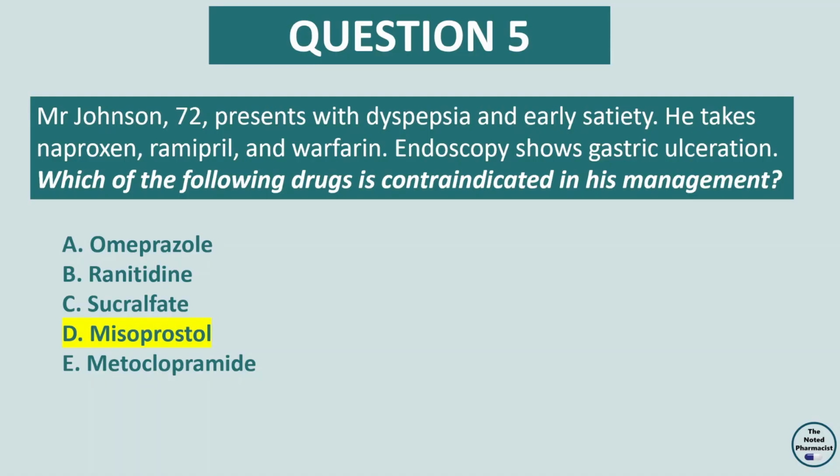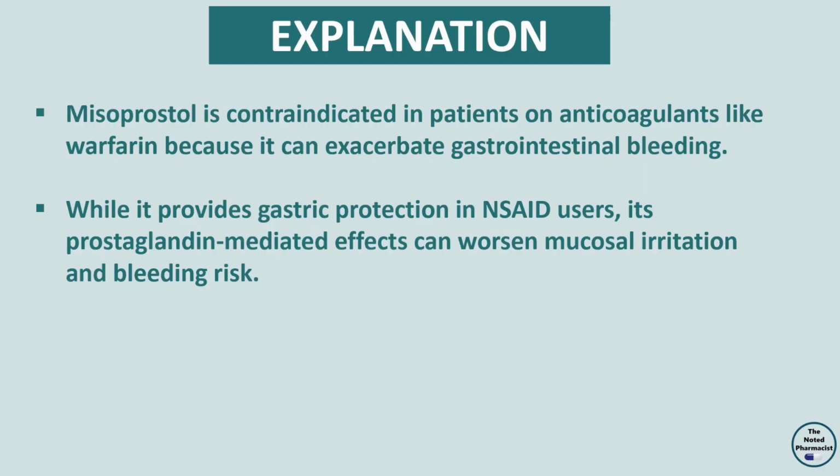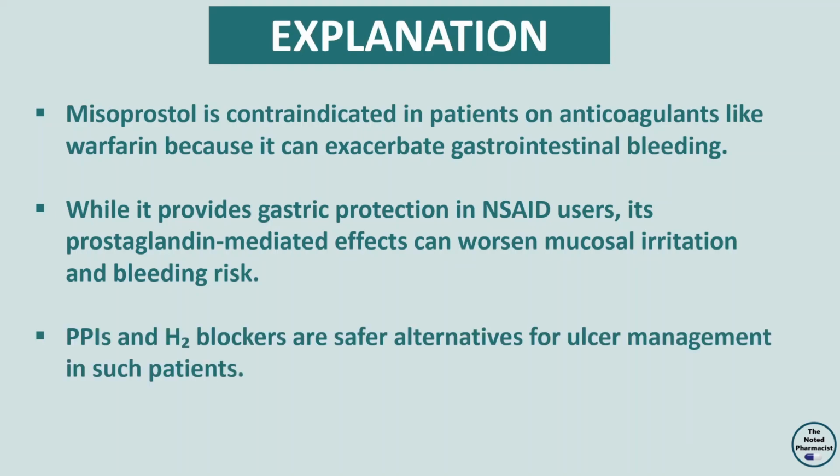The correct answer is option D, misoprostol. The explanation is that misoprostol is contraindicated in patients on anticoagulants like warfarin because it can exacerbate gastrointestinal bleeding. While it provides gastric protection in NSAID users, its prostaglandin-mediated effects can worsen mucosal irritation and bleeding risk. PPIs and H2 blockers are safer alternatives for ulcer management in such patients.